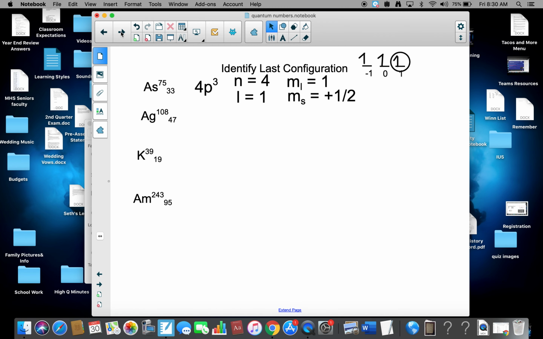All right, copy these down. We'll do these in class. Silver, potassium, americium. All right.